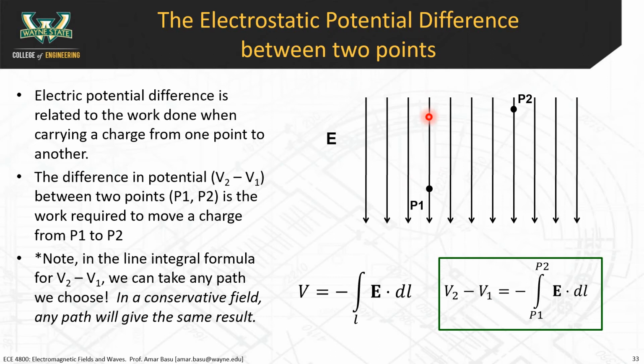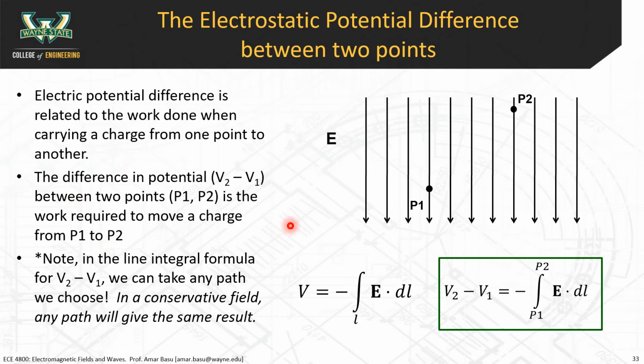Now we're going to do something more general, where we move this point 1 to a different point in space, up here, point 2. So we're moving in a direction that's not aligned with the electric field. Okay, so we have to be a little bit more careful on how we do our integrals. So the difference in potential, V2 minus V1, between these 2 points is the work required to move a charge from P1 to P2.